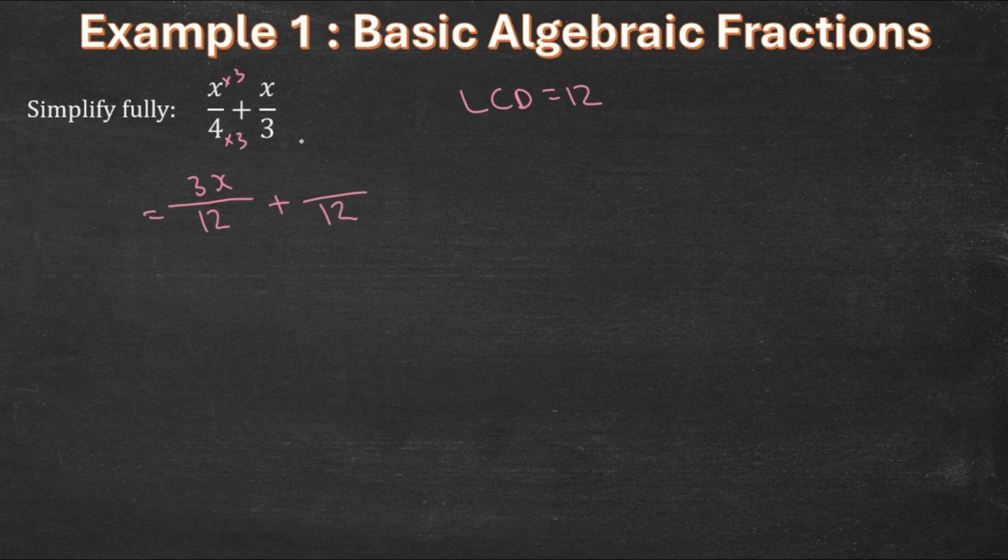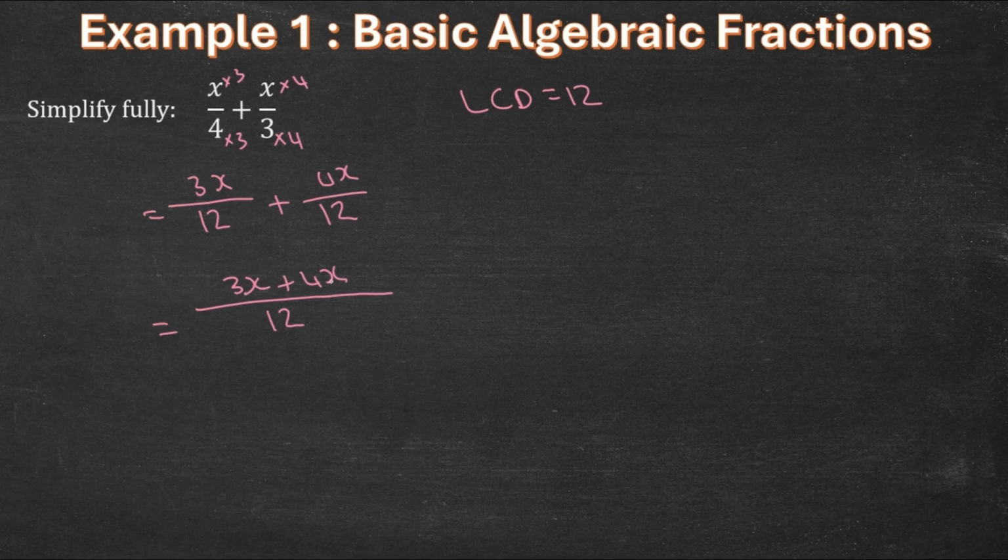What must I do with the 3 to get it to 12? I have to multiply it by 4. What I do at the bottom, I have to do at the top. x times 4 gives me 4x. Now that I've rewritten both the fractions, I can now combine them because I have a common denominator now. So I can write my 12 and I draw a longer line. Now let's add the numerators: 3x plus 4x over 12.